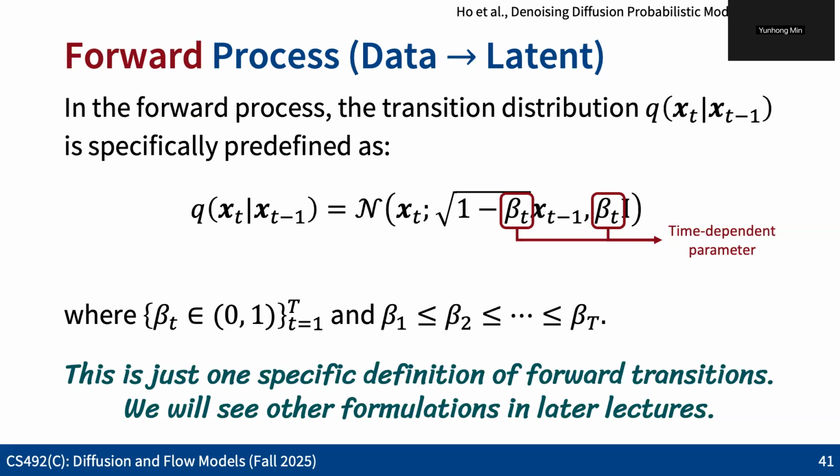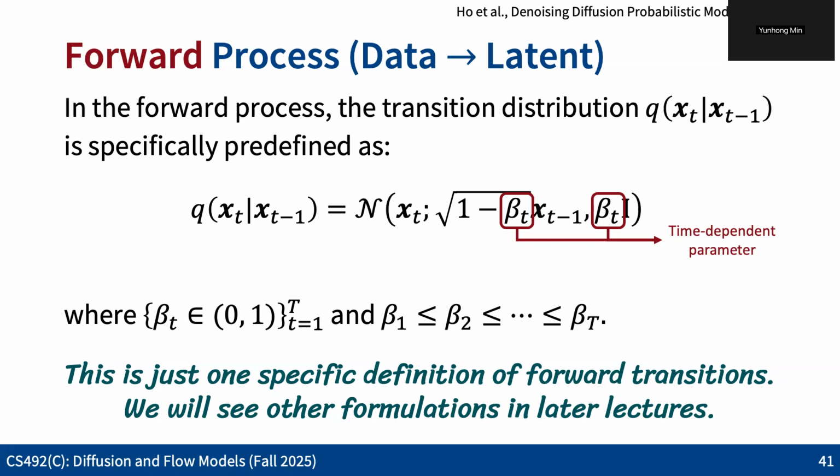Actually, there are multiple ways to define the transition distribution. So let's see the simple case first. Later, we are going to see more cases. So this is our definition for the transition. Over the forward process, t is basically the time, and time is increasing from 0 to capital T in the forward process.